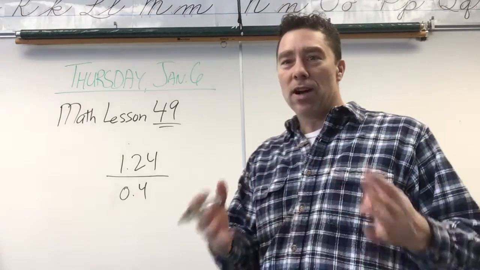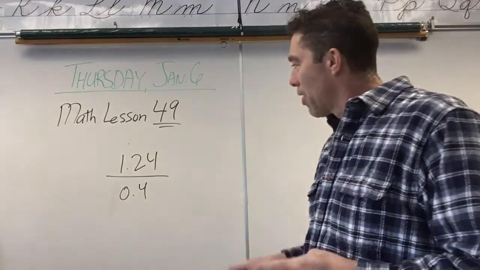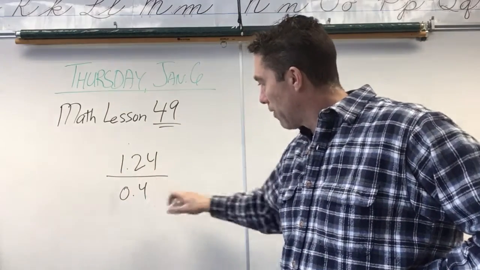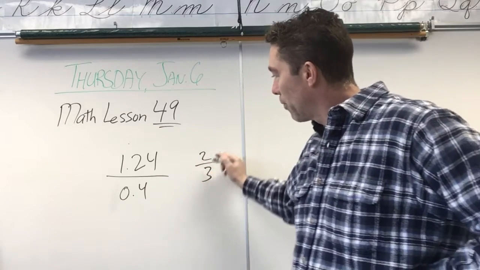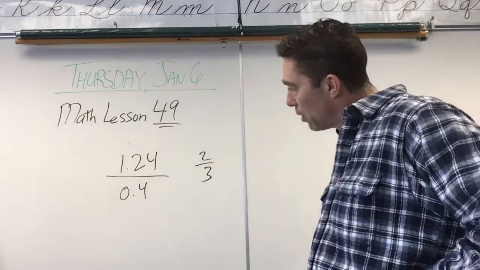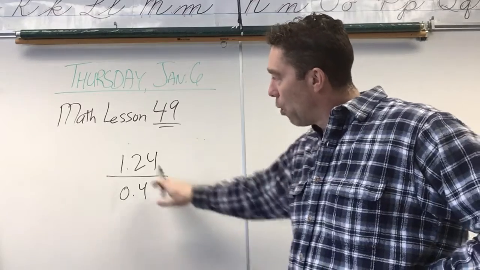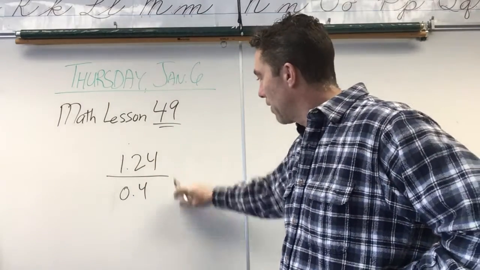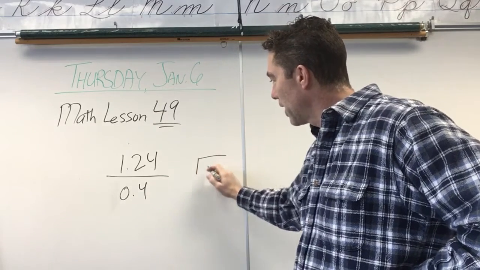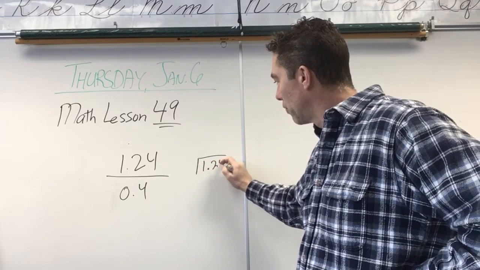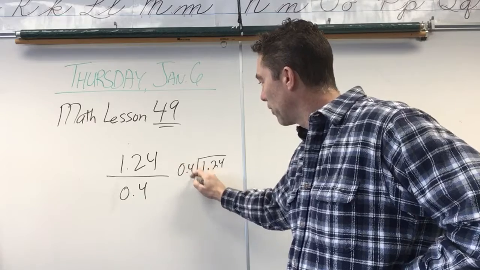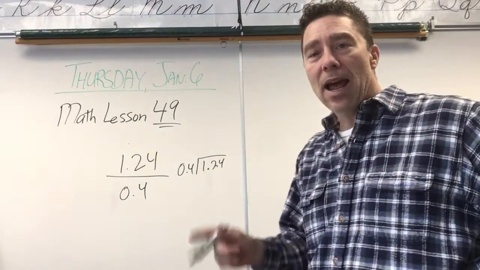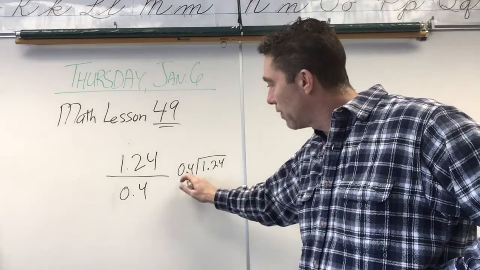Okay, now that you've unpaused the video, hopefully what you remembered was that when we write something like a fraction, if I had 2/3, that really means 2 divided by 3. So in this case, it really means 1.24 divided by 0.4, but we have an issue there. The issue is we cannot have a decimal in the divisor.